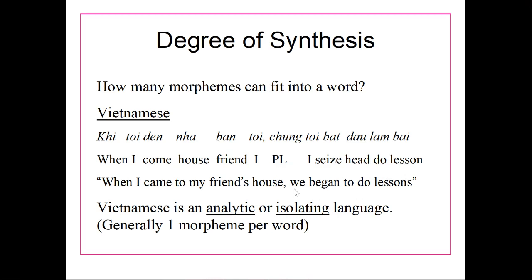So for example, in English, we have we, which tells us the information of I and plural. So the plural first person is we. Vietnamese actually has that separated into two words. So Vietnamese is what's called an analytic or an isolating language, where there's generally one morpheme per word.